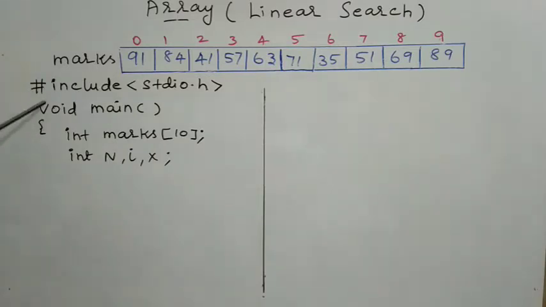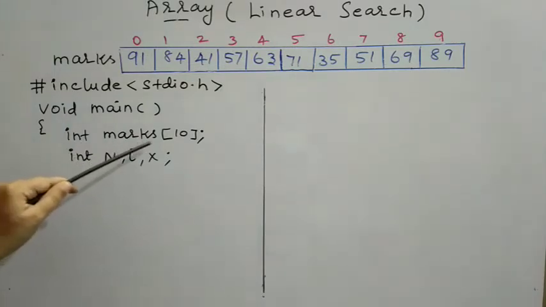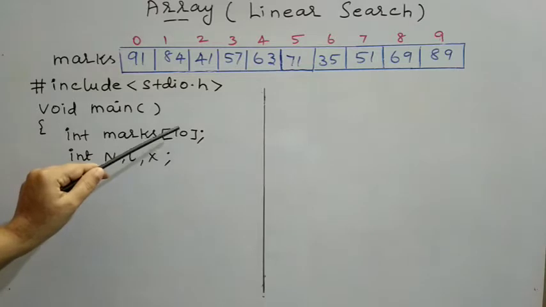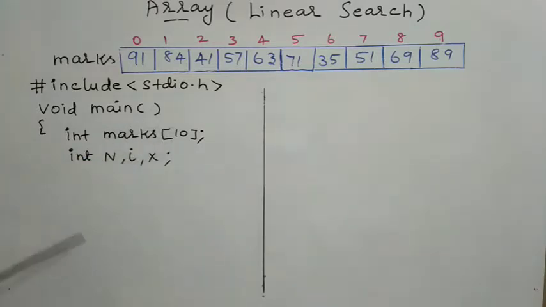So I have started writing a C program implementing this linear search. Inside the main function, the first statement is the declaration statement. I am using the array marks, which contains integer values, so the data type of the array is int. At the maximum I can store 10 elements in the array. Then I declare three variables: n, the total number of elements; i, which holds the index position of the element; and x, the element which I am going to search.